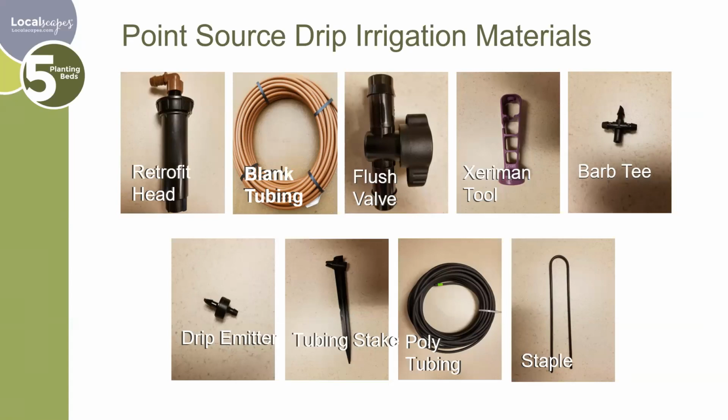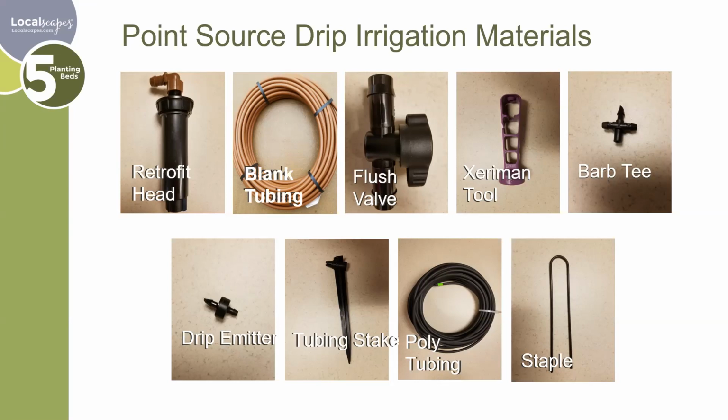Your flush valve is a way to be able to open and close the valve manually, so that water can flush out if it needs to. That little Zeramin tool is a tool that you can use to punch holes in your blank tubing to be able to connect it to the poly tubing.